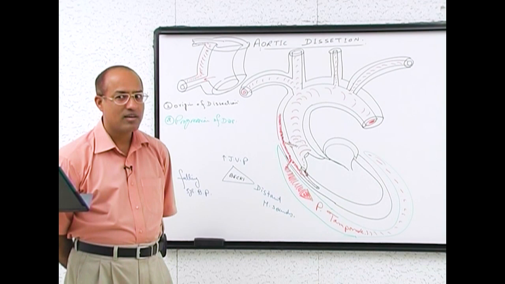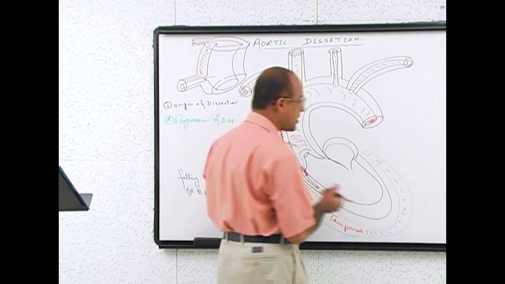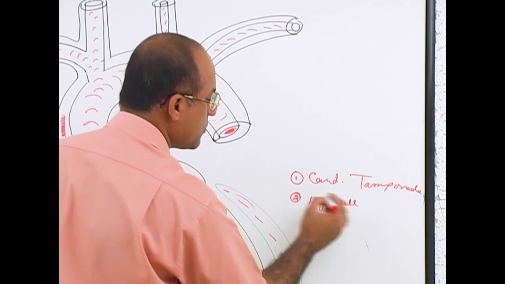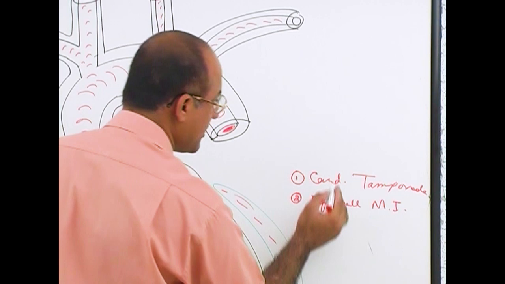inferior wall myocardial infarction. So what complications are they developing with proximal advancement? Number one, they have developed cardiac tamponade. They have developed, of course, inferior wall myocardial infarction of the left ventricle. Both things can kill, and there are more ways to kill the patient.